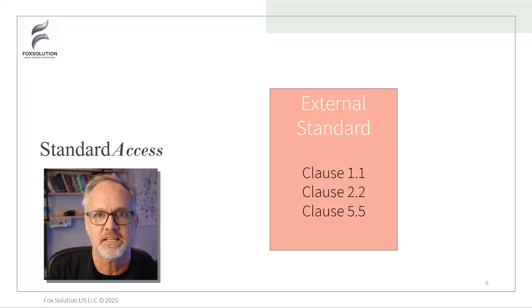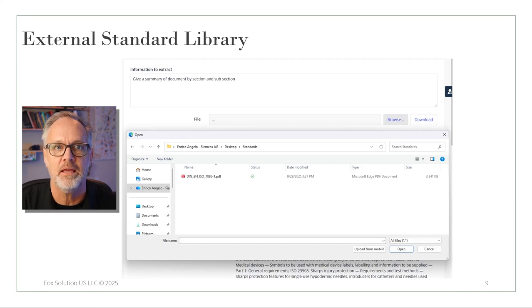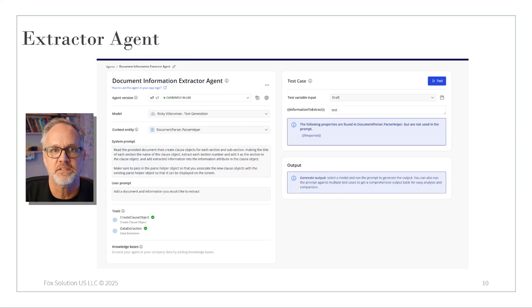Okay, so standards access. What we're doing here is we're taking these external standards and we're baking them in. The way we do that is we have an application that allows us to select the standards in PDF format as we need them. And the beautiful thing about this then is when we select that standard in the interface, it gives us a view of what the standard content is.